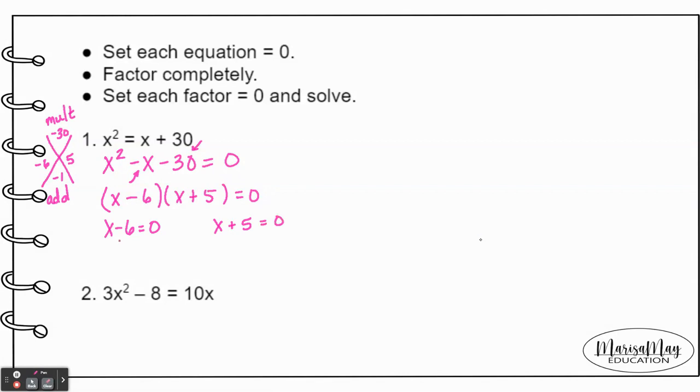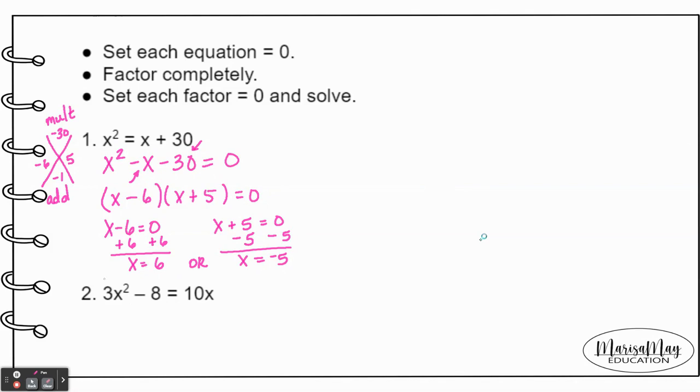So x minus 6 equals 0. We can add 6 to both sides. That gives me x equals 6. And x plus 5 equals 0. We can subtract 5 from both sides, and we get x equals negative 5. So my solutions here are x equals 6 or x equals negative 5. We actually get two solutions, and that's okay. Let's look at number 2.